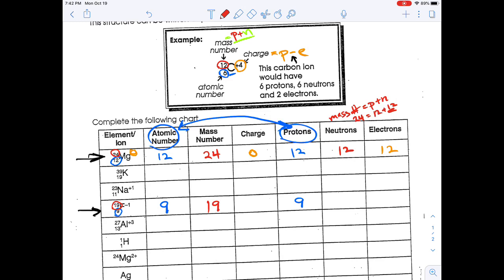And if we use that 19, we can figure out the neutrons because the mass number, which is 19, has to equal the protons, which are 9, plus what? Well, that's going to be 10. So 10 is my neutrons. That's going to be good.